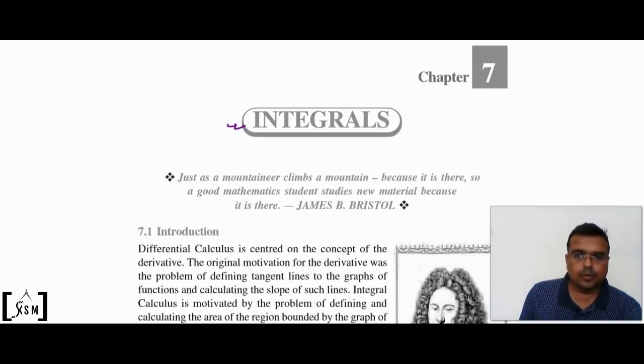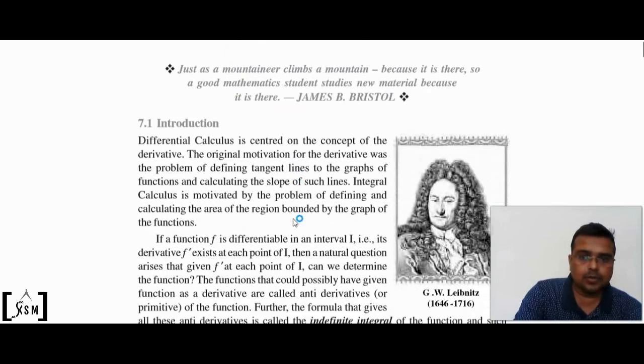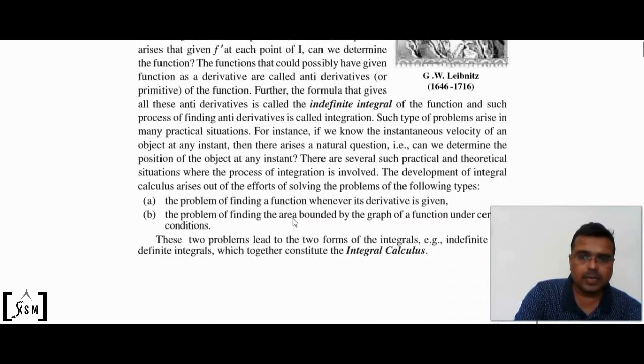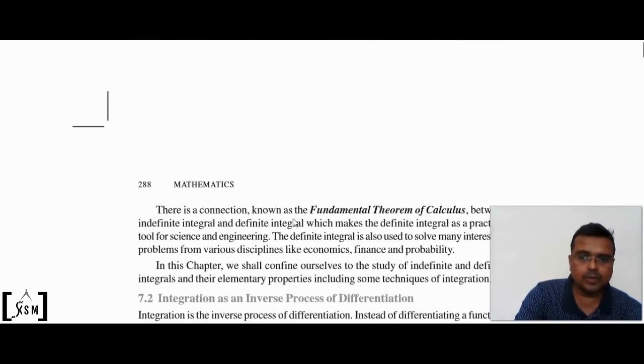Today we are going to start a new topic called integrals, and this would be helpful for all the students who are in grade 12. Okay, so as you know, integral is a reverse process of differentiation, right? So that's fine. Before that, have a look here.